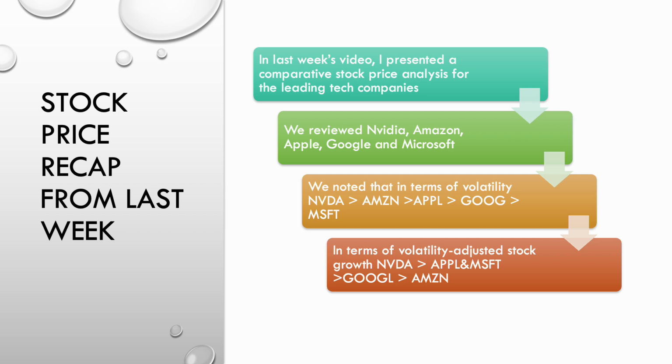Then in terms of volatility-adjusted stock growth, Nvidia has the highest growth. Despite high volatility, it has the highest growth, followed by Apple and Microsoft, and then comes Google, and then Amazon.